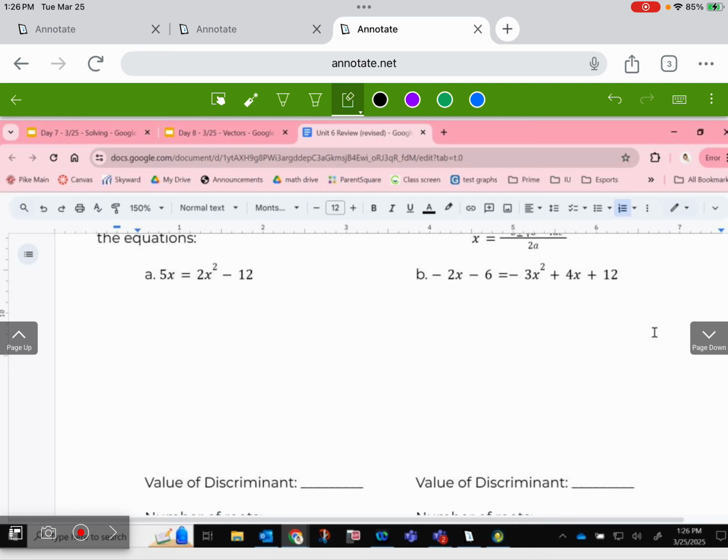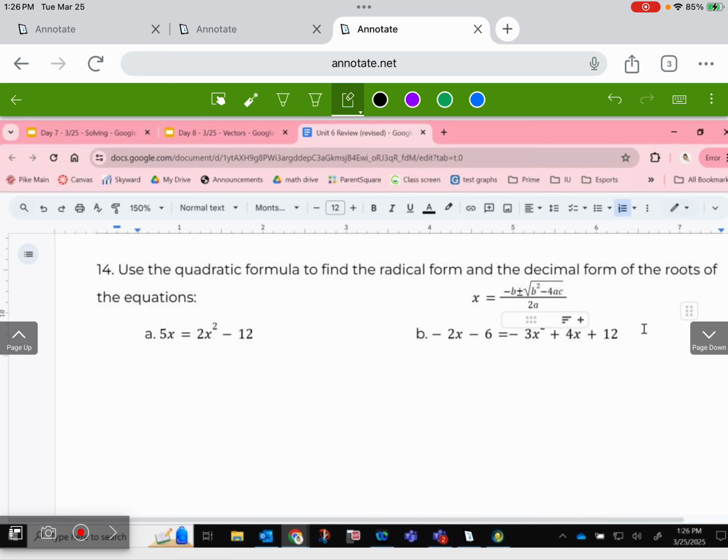All right, so we're supposed to use the quadratic formula. I'm just going to put it right there. That way we have our quadratic formula up here, and we've got our equation. So quadratic formula is over here. We're supposed to get our radical form. We're supposed to get our decimal form. But what do we need to do very, very first step before I can just start plugging and chugging over here? I have something I have to do first.